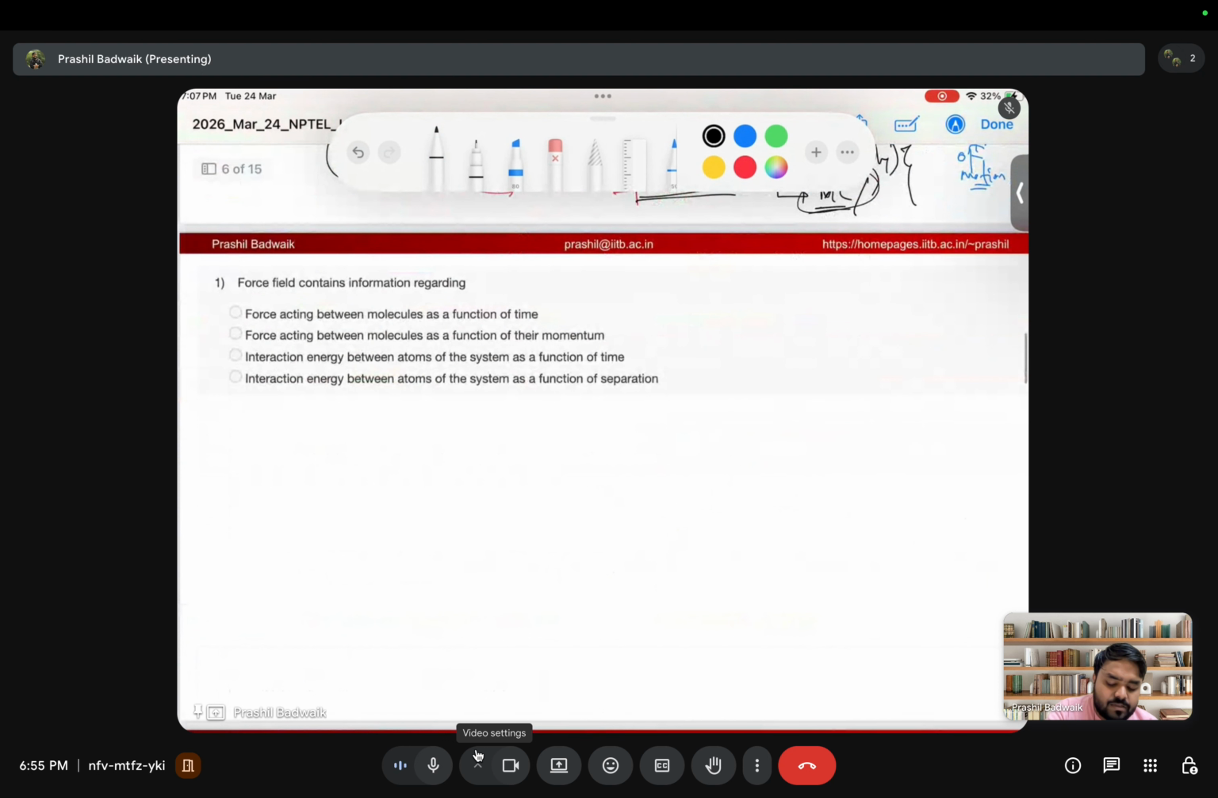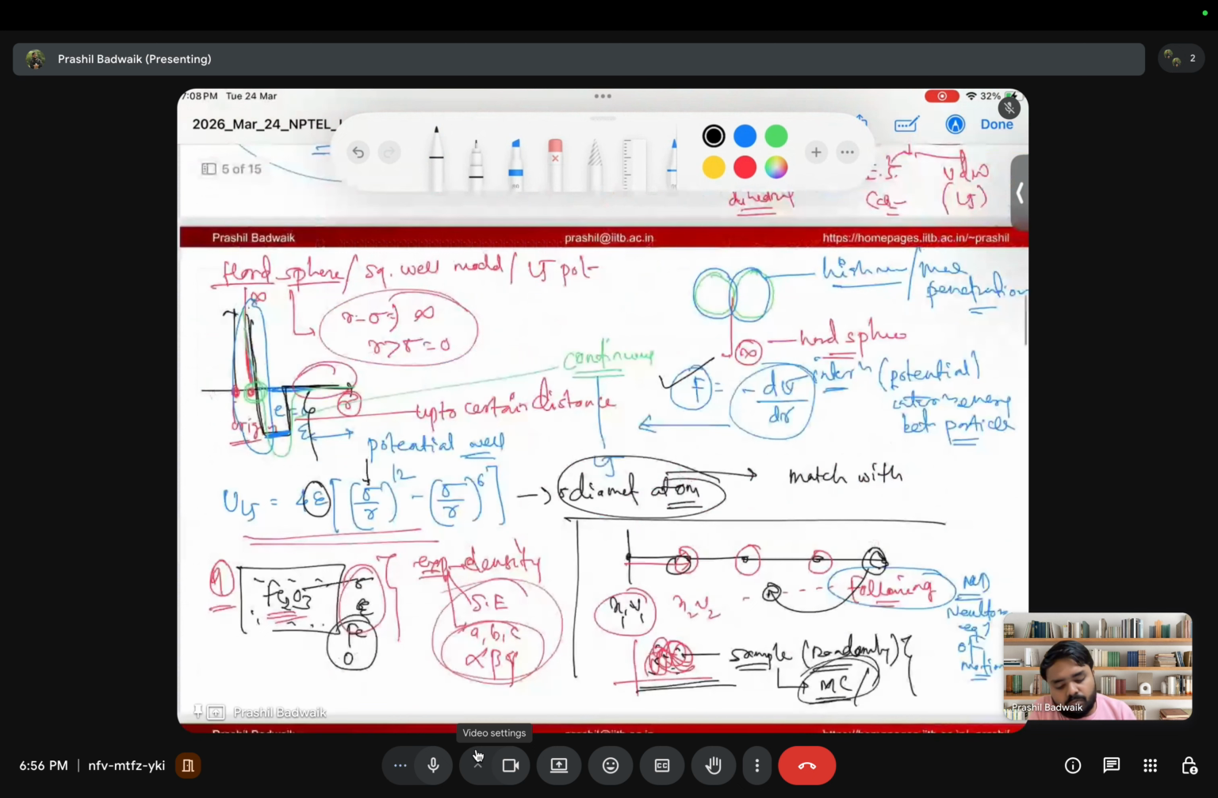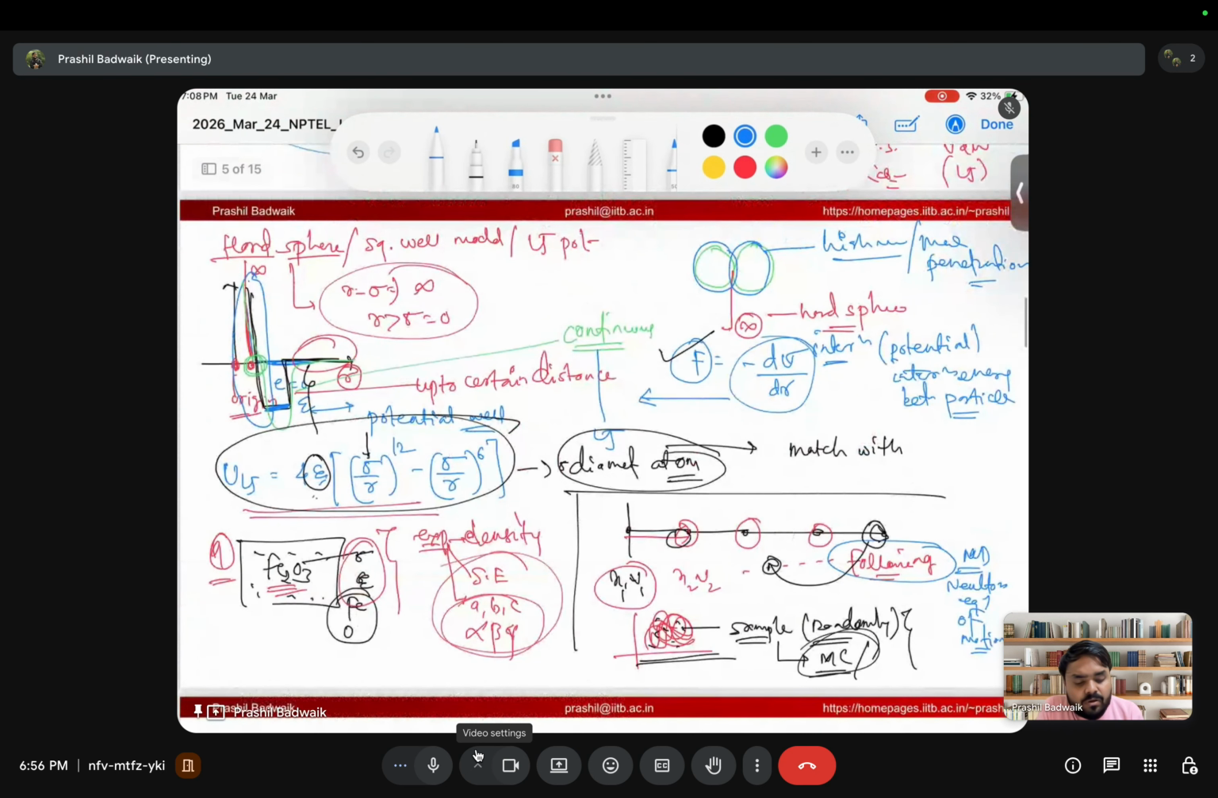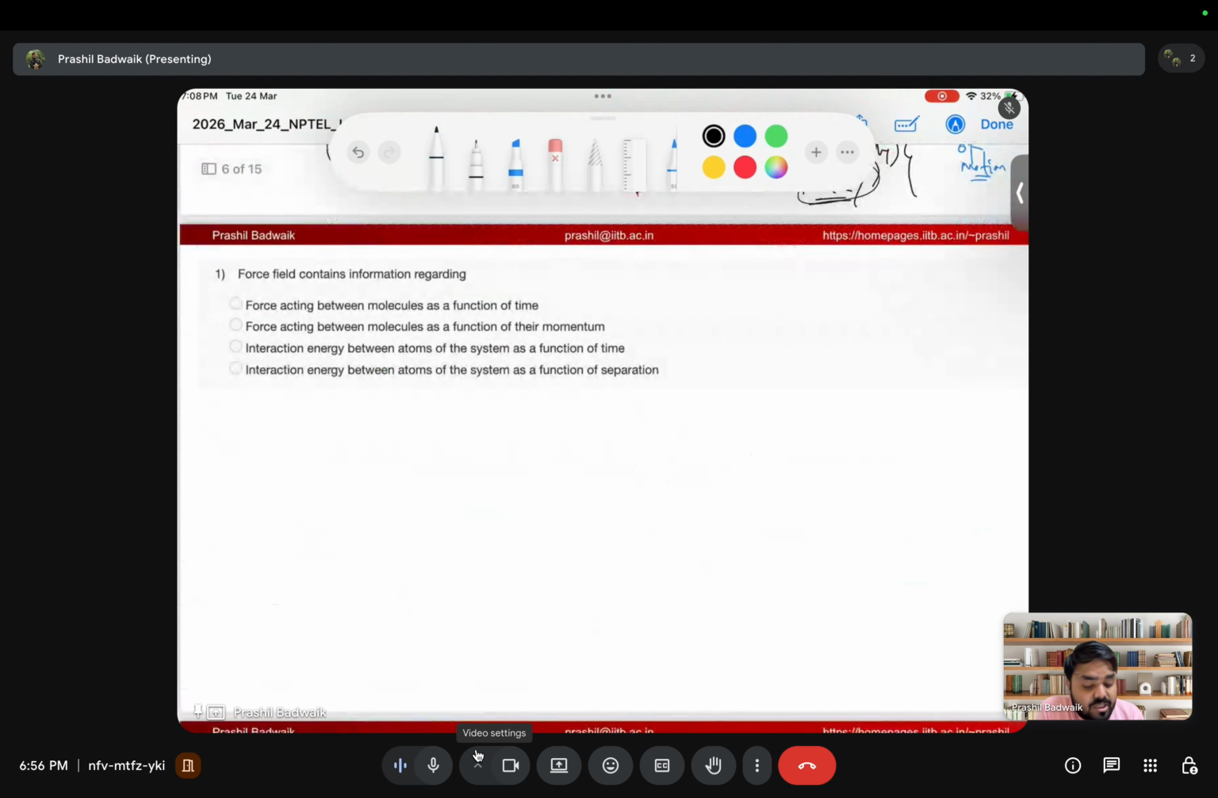The first question is, force field contains the information about what? I told you it is a combination of equations, right? This is what a force field is, where we have equations and we need to find out the values of parameters, right? So it is a combination of equation and parameter. What does that give? That gives you something called energy. So it will give you energy. That means it will also give you the forces.